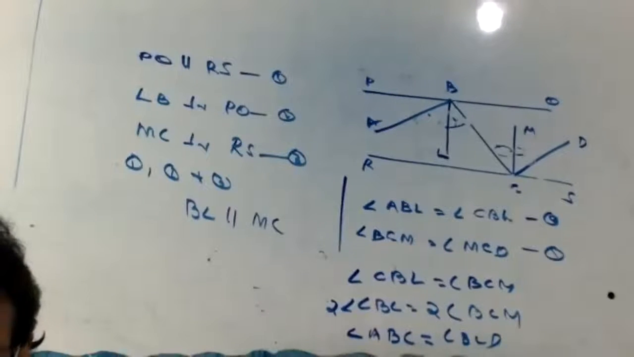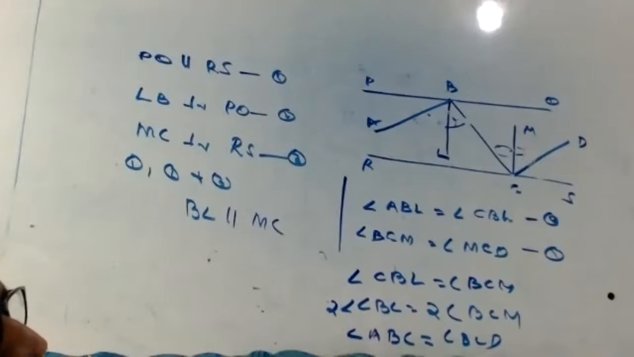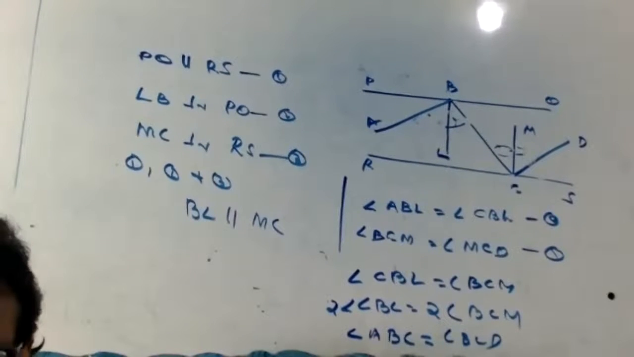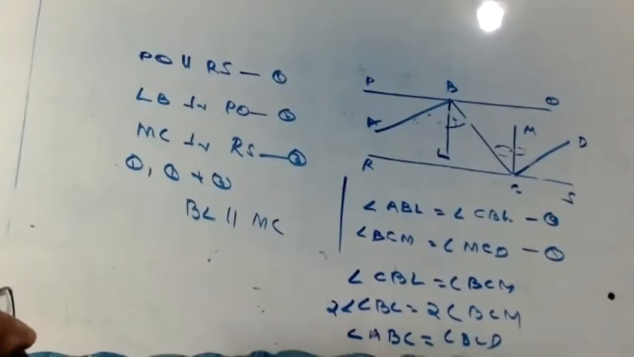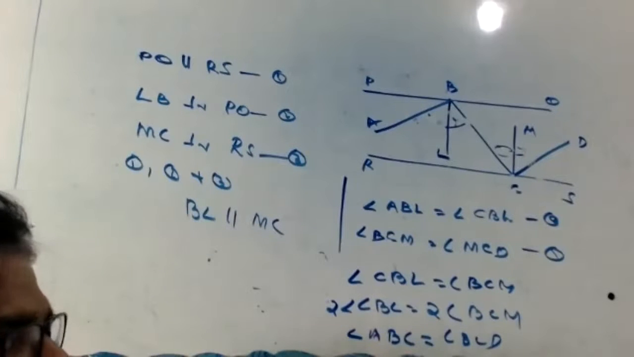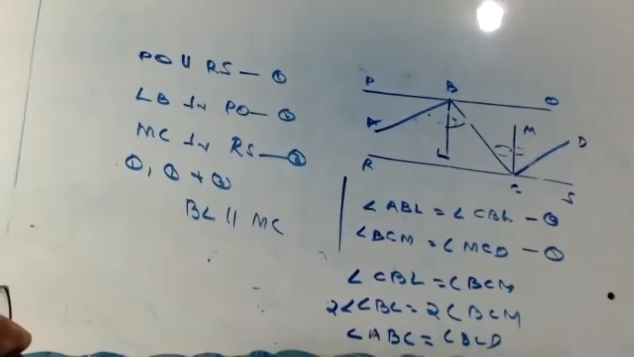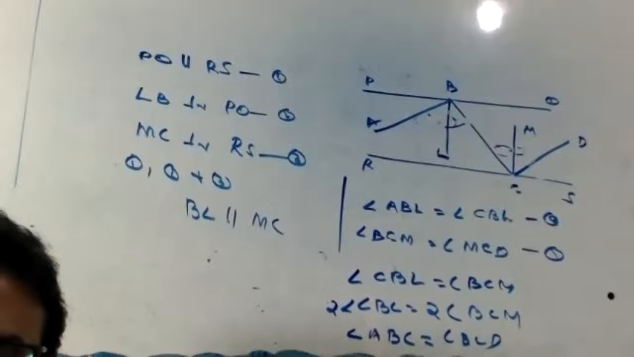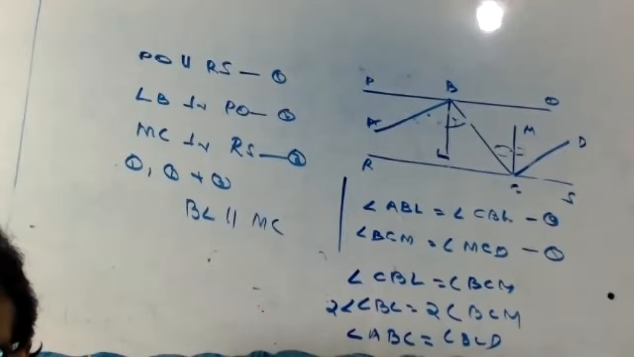Okay. Next line, last line. Since the alternate angles ABC and BCD are equal, AB parallel to CD.